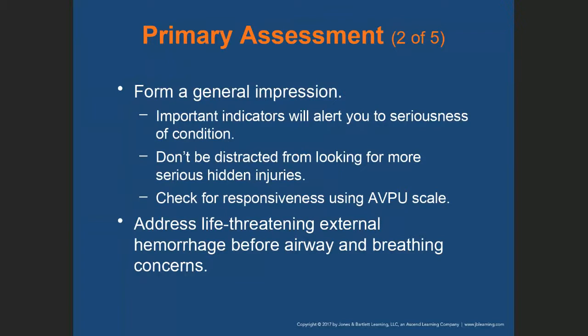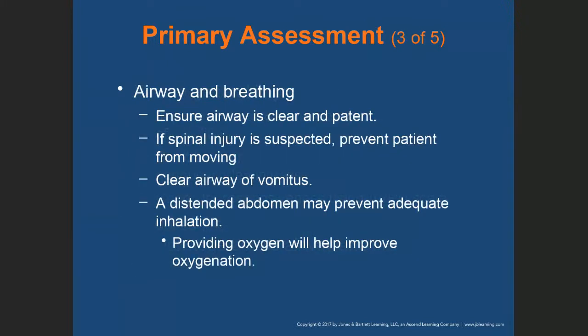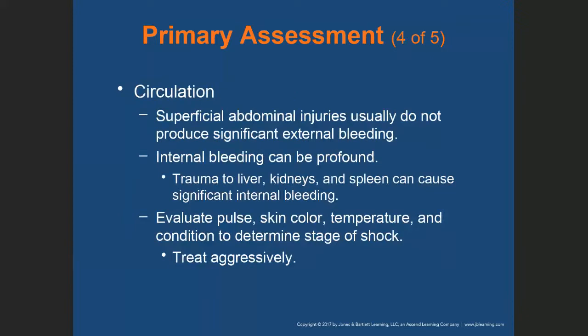Check for responsiveness using the AVPU scale. Address life-threatening external hemorrhage before airway and breathing concerns. Airway and breathing assessment: ensure the airway is clear and patent. If spinal injury is suspected, prevent the patient from moving. Keep the airway clear of vomitus. A distended abdomen may prevent adequate inhalation. Providing oxygen will help improve oxygenation.